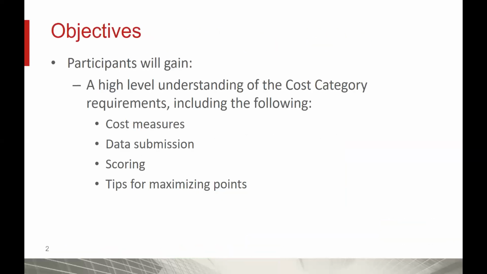So let's set the agenda for our topic this morning. Today we're hopeful that you will be provided with a high-level understanding of the MIPS cost category requirements. We'll first start out by discussing the two different cost measures that comprise the MIPS cost category. We'll talk about how data is submitted and collected by CMS. We'll also walk you through how this performance category is scored, and we'll give you some examples of that. And then finally, we'll wrap up the presentation by talking about how you may be able to maximize points in this performance category.